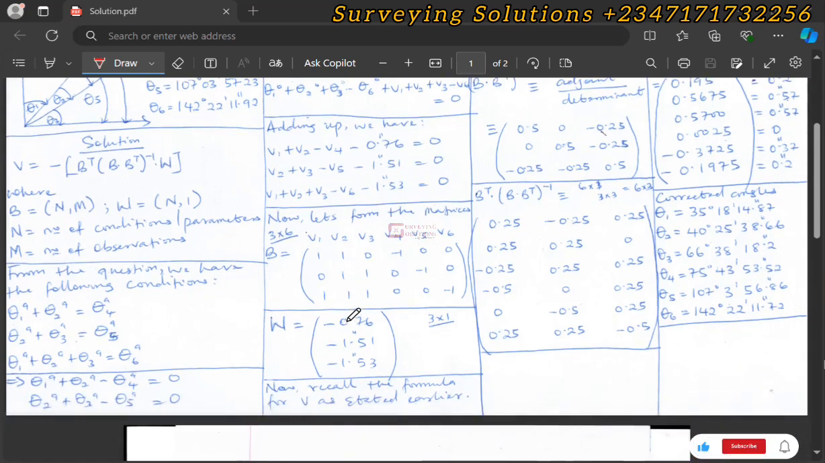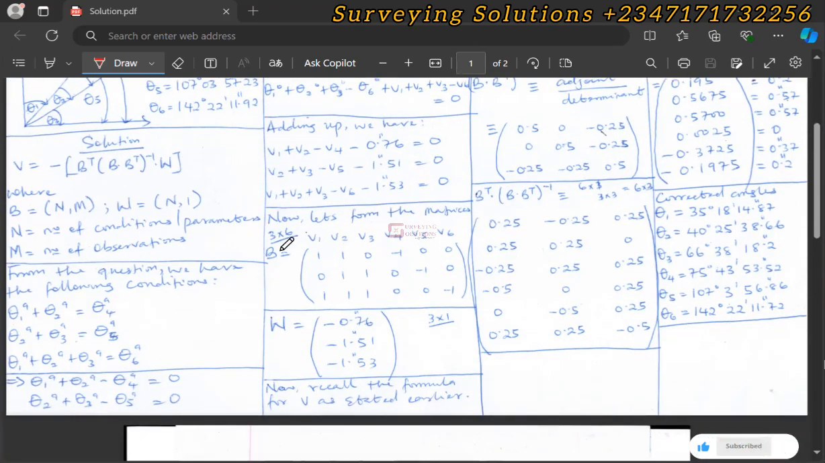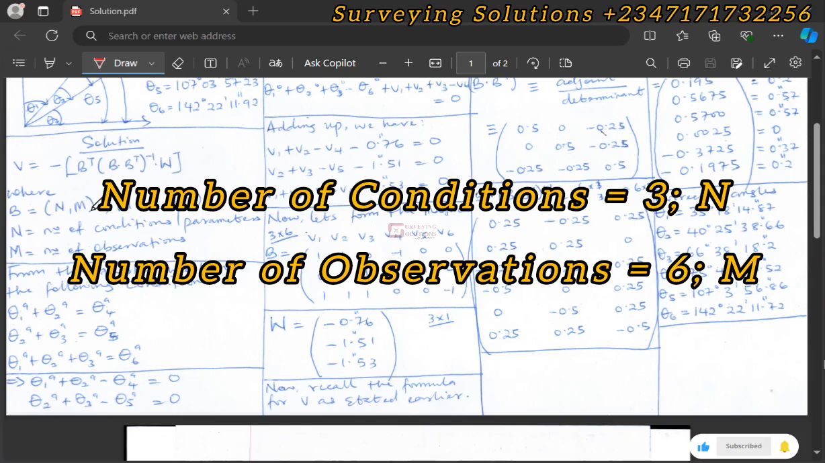So the first matrix we are going to form is the B matrix. Now we have the 6 unknowns, which are V1, V2, V3, V4, V5, and V6. That is what we are trying to solve for, right? Good. The values of V1 to V6, which we are in turn going to apply to our observed angles, right? Good. And we have told you that our B matrix is an n by m matrix, which is the number of conditions by the number of observations, right?